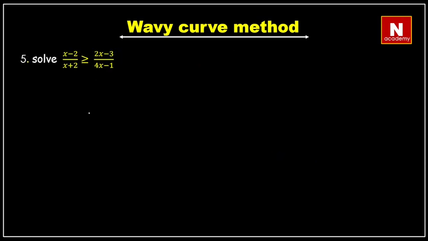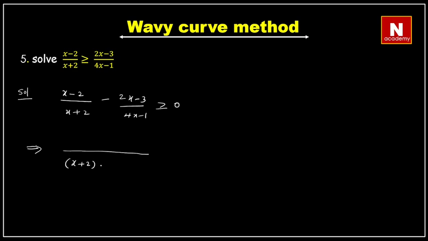Let us start question number 5. Solve (x minus 2) by (x plus 2) greater than or equal to (2x minus 3) by (4x minus 1). First you have to simplify this. (x minus 2) by (x plus 2) minus (2x minus 3) by (4x minus 1) is greater than or equal to 0. Now here the left hand side LCM is (x plus 2) into (4x minus 1).